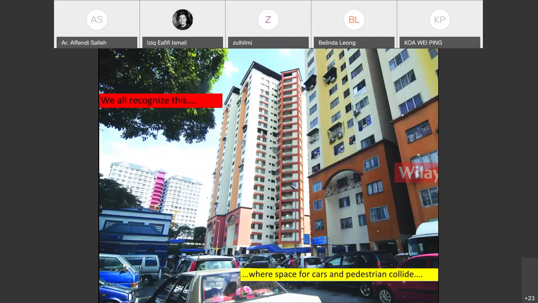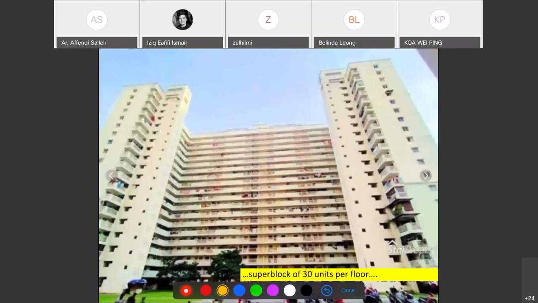To start with, I collected a few images of social housing and affordable housing in Malaysia. We all recognize this image. In our cities, this type of building, where space for cars and pedestrians collide, huge looming dwelling buildings, are more apparent in the city centers in Kuala Lumpur, Penang, JB, Selangor. They are everywhere. This sort of building is usually designed and built in a super block format, 15 to 20 stories high, usually 30 to 36 units per floor. It is a huge building, unmissable. This is architecture that cannot be hidden, and it is necessary to the society.